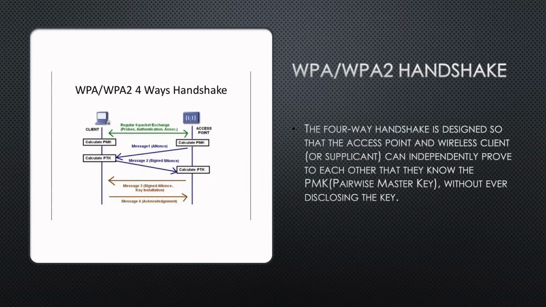So here we have the communication. The first message, the access point sends a nonce value to the client, which is like a random generated number, right? That's what's going on here.